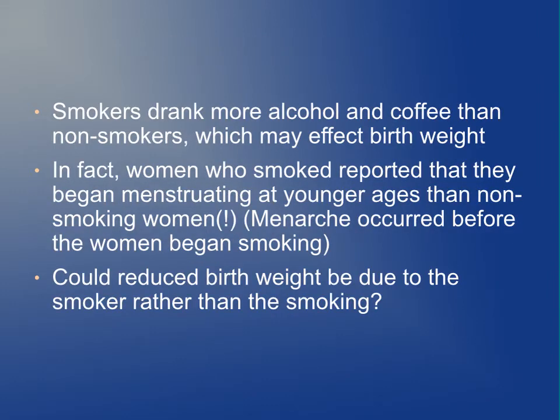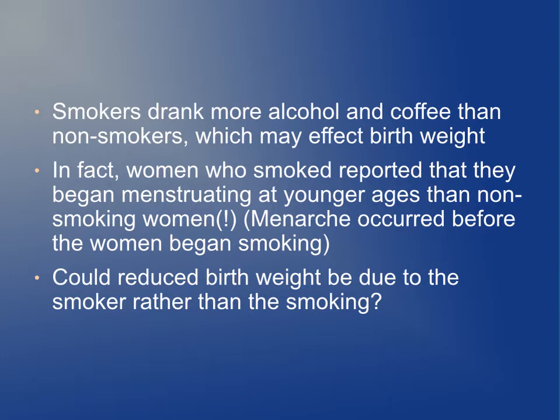For instance, in this study, they found that smokers drank more alcohol and more coffee than non-smokers. It's possible the alcohol or the coffee is affecting birth weight rather than the tobacco. In fact, another strange result of this study is that the women who smoked reported they began menstruating at younger ages than non-smoking women. In the vast majority of cases, menarche occurred before the women began smoking, so we can't explain this by the smoking. Maybe there's some sort of socioeconomic thing going on here, I don't know, I can't really explain it, but one way or another, it raises the possibility that the reduced birth weight may be due to the smoker rather than the smoking.